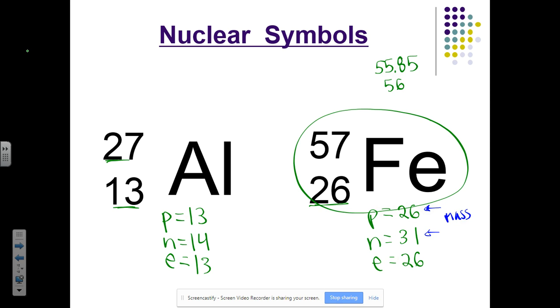So it's not the most common one. This is iron 57. Okay, so the mass is not always going to match the mass on the periodic table. The mass on the periodic table is the average atomic mass. Okay, what I give you in these problems is the mass number, which is the number that you will use to calculate the number of neutrons.